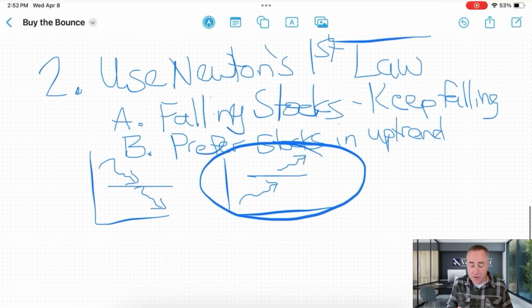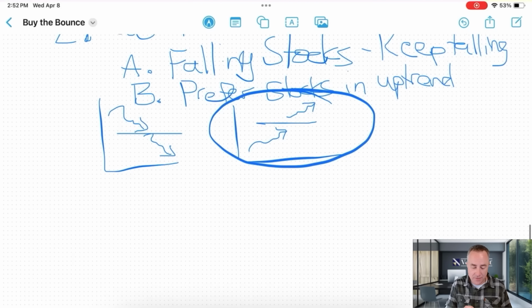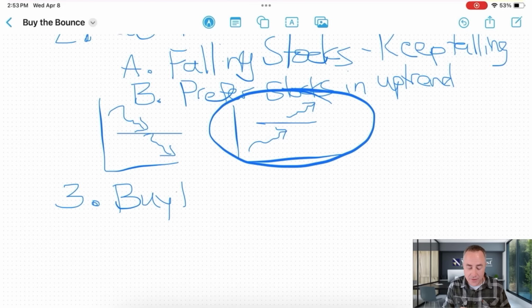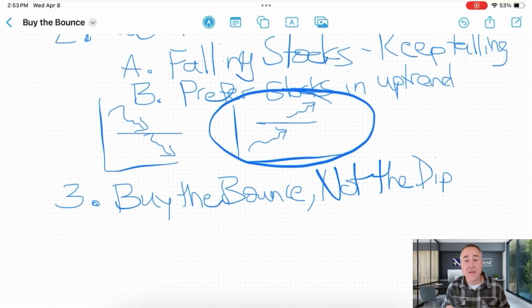So if we move to part 3 of the framework, part 3 is to buy the bounce, not the dip. This is the heart of the framework. Buy the bounce, not the dip. What does that mean? It means don't buy a stock while it's still falling. And that could look as simple as this.